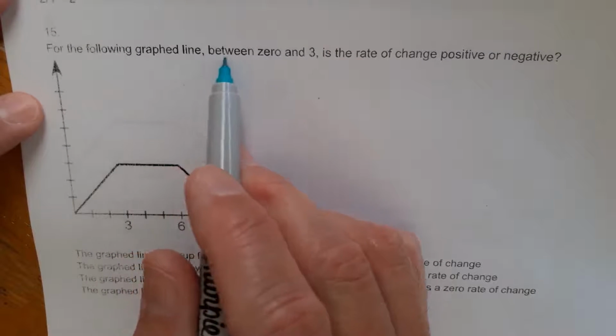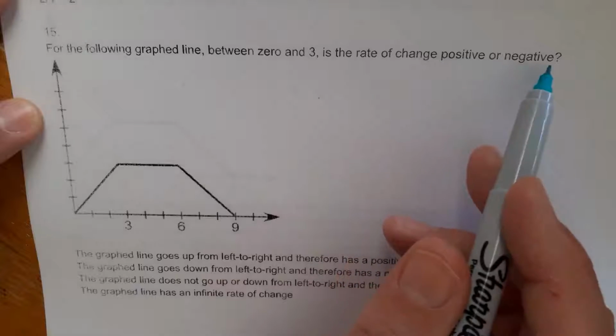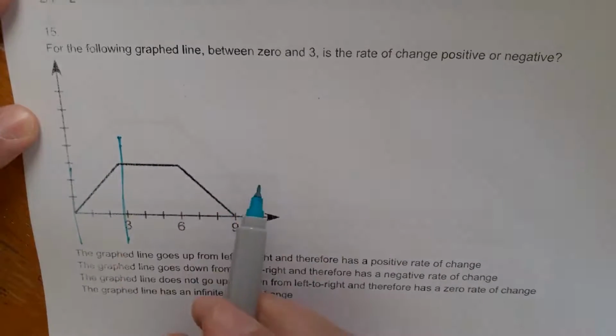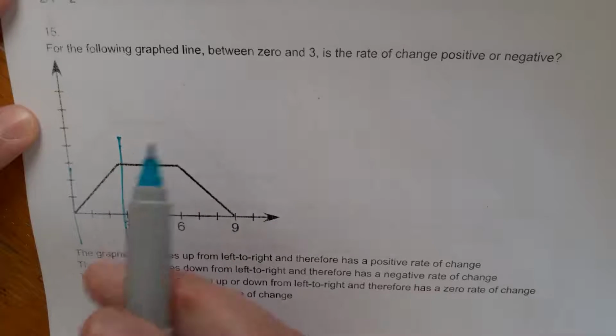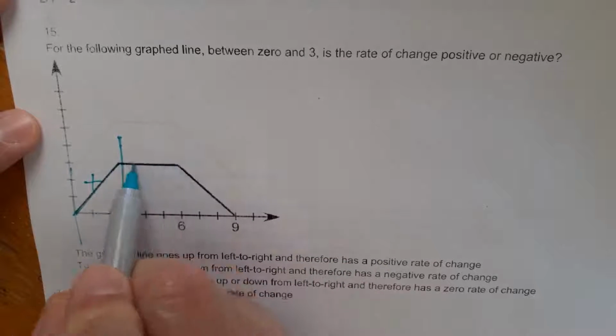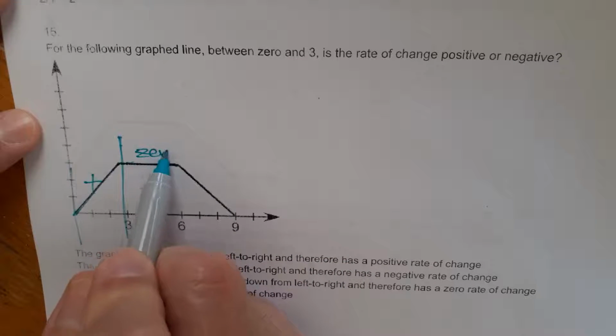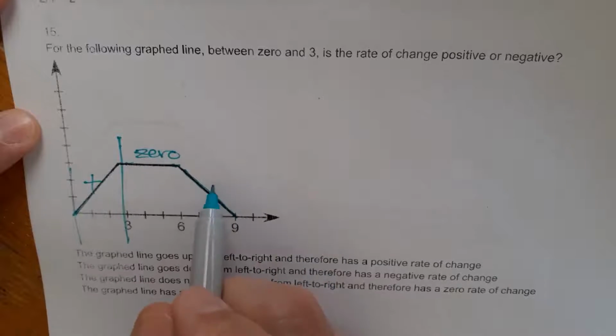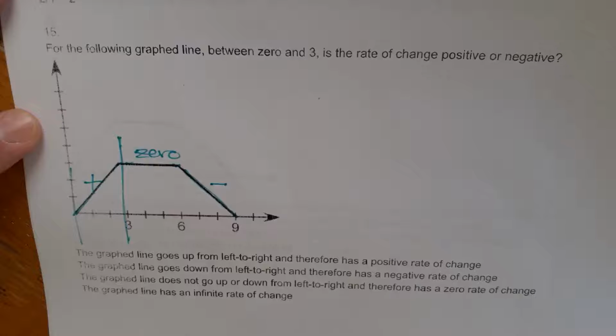For the following graph line, between 0 and 3, is the rate of change positive or negative? So here's 3 and 0, okay? This is going up to the right, so this is a positive rate of change. This is flat, so it is 0 rate of change or no slope. This is down to the right, so this is a negative slope or rate of change. So the graph line, they want just this one, and it's positive. The graph line goes up from left to right and therefore has a positive rate of change.